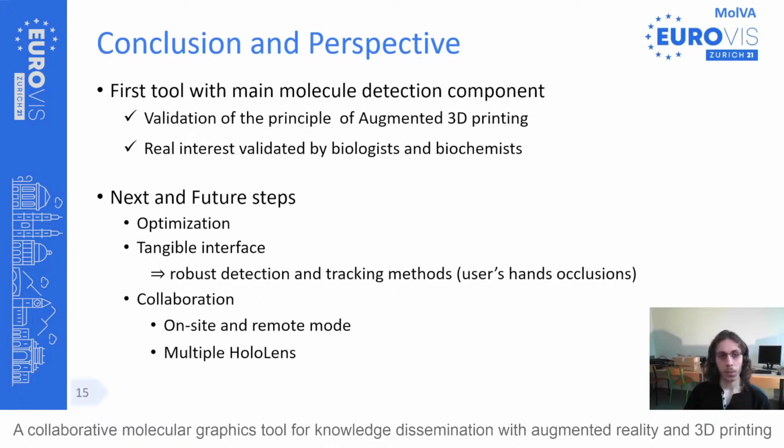Now, we need to optimize the first tool and turn the object into a tangible interface. For this, we need robust detection and tracking methods against occlusion generated by the user. We would also like to add different modes of collaboration, on-site with multiple HoloLens and remotely.